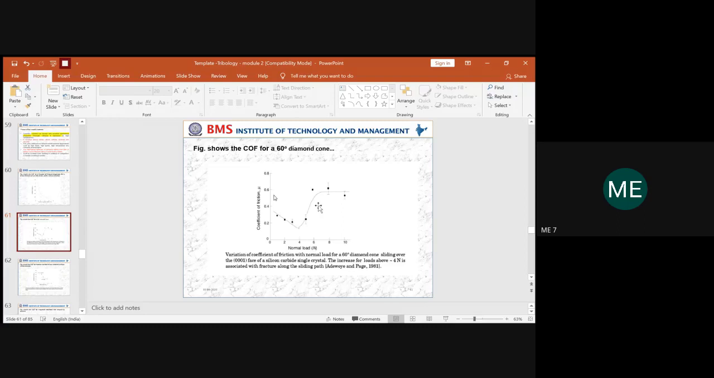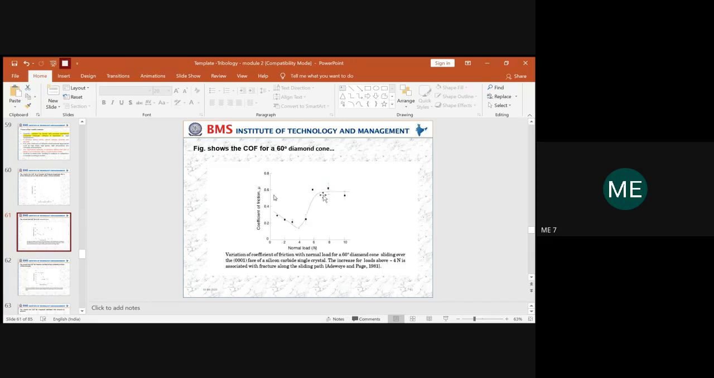You cannot take the least value as the optimized coefficient of friction value for this particular material, because you have to analyze the trend of the graph. It should be consistent at a particular load to say that this is the optimized COF value for that particular mechanical sliding between the diamond cone and the silicon carbide. Hence, only after analyzing can we know the exact stabilized optimized COF for the given material. And here you can see the error bars.